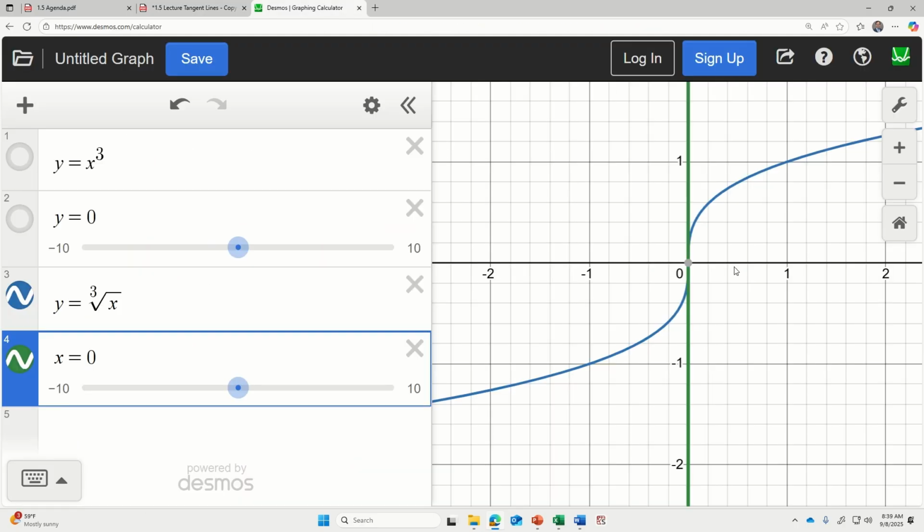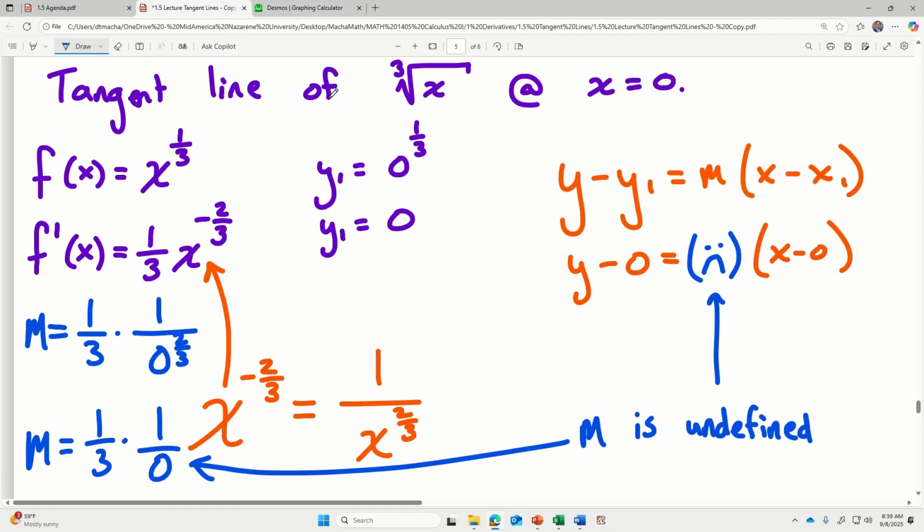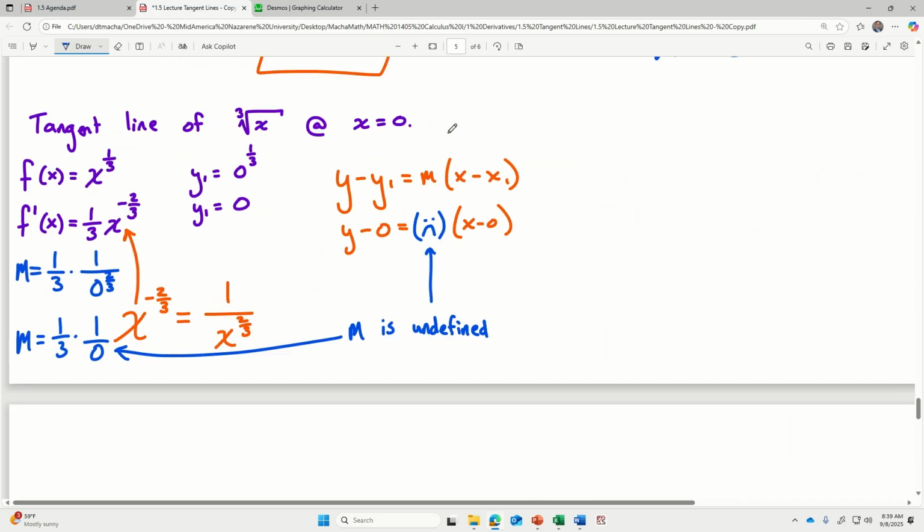When you actually go to the graph and you ask yourself, why is the slope undefined? It's because the tangent line is vertical. What's the slope of a vertical line? You know, what's rise over run when your line is vertical? You're dividing by 0. So, questions about that? Does that make sense? Okay.